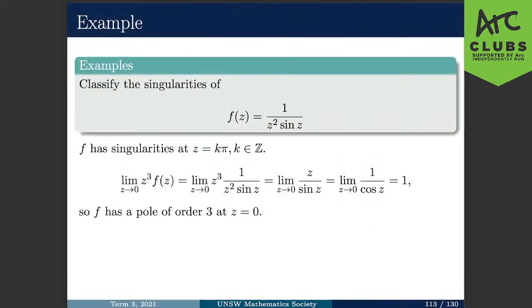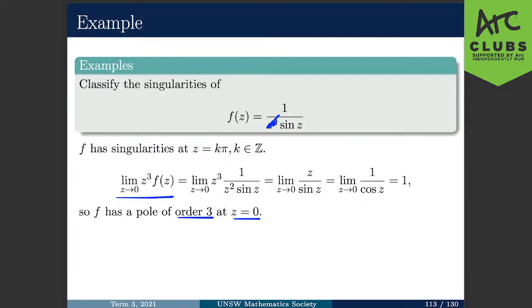So it turns out that at z equals 0, f actually has a pole of order 3. How do we know this? Well, if we multiply f by z cubed and then take the limit, we find out the limit exists. Whereas on the other hand, if you only multiply f of z by z squared, then the limit does not exist. If I multiply by z squared, I get rid of this, I have 1 over sine z. Clearly, the limit does not exist as z goes towards 0.